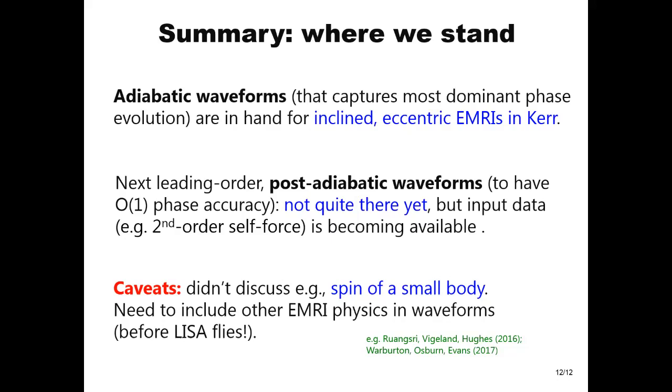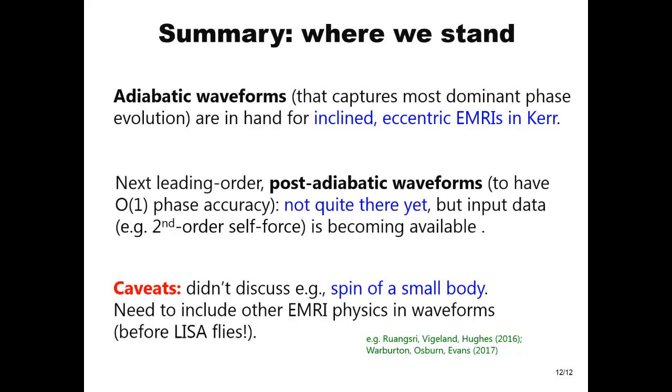So let me conclude my talk by summarizing where we stand on the waveform modeling of EMRIs. The adiabatic waveform that captures the most dominant phase evolution is essentially in hand for inclined eccentric EMRIs in Kerr, which means that we have a complete adiabatic waveform for astrophysical EMRIs. At the same time, the next order post-adiabatic waveform that we will need to get the order one phase accuracy is still not available. We are not quite there yet. However, important input data like the second order self-force is becoming available. So we expect that the final waveform at the post-adiabatic order will be available in the not so distant future.